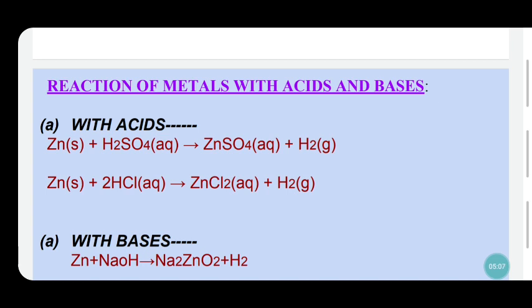Chlorides, bromides, iodides, etc. are salts, and here it is attached to a metal, so the common name metal salt is given. Once again, acid plus metal gives metal salt and hydrogen.